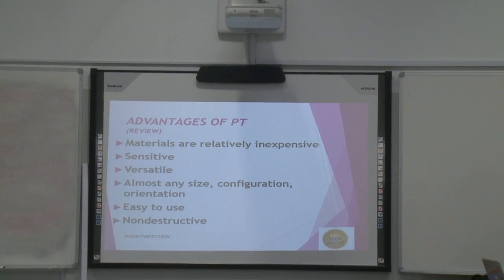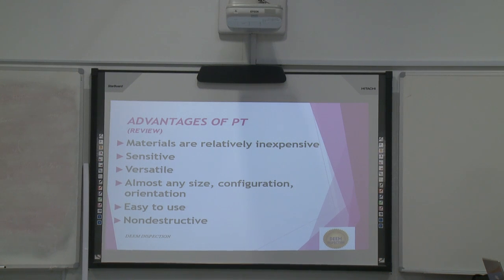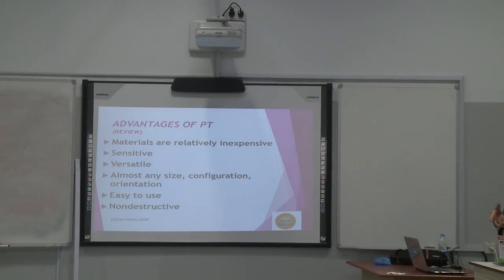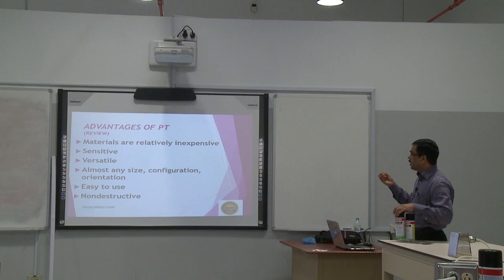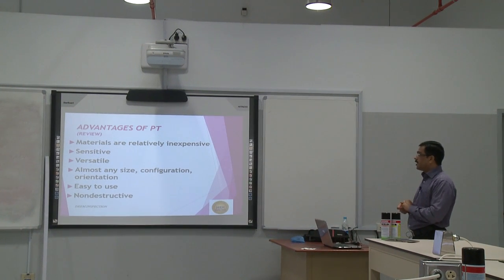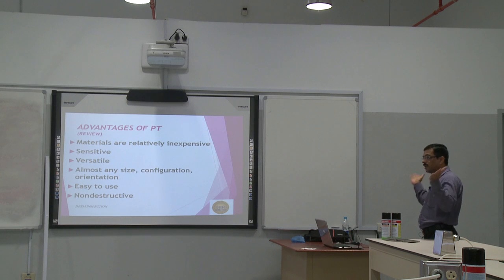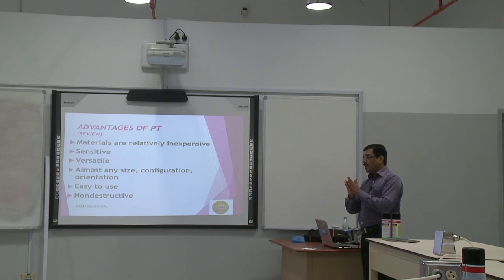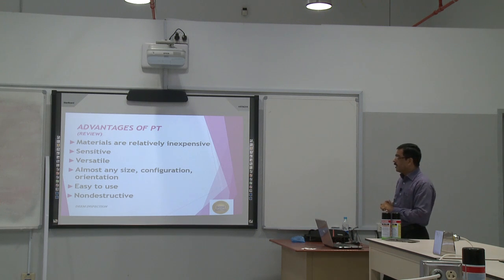Advantages of it is the materials are relatively cheap compared to other methods like magnetic yoke or ultrasonic machine. Comparatively, there is no machine cost, the material cost is very less. It's very sensitive, very versatile, commonly used everywhere. Almost any size, configuration and any orientation, anywhere we can do. There is no limitation like a yoke. If there is accessibility to spray, if there is accessibility to cleaning, anywhere we can apply the penetrant and it is very easy to use. So very simple method.